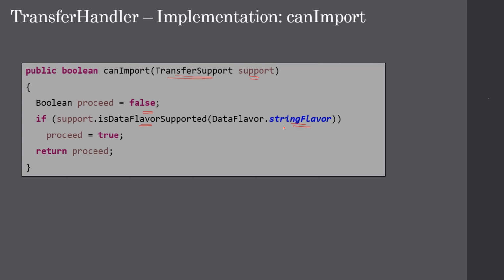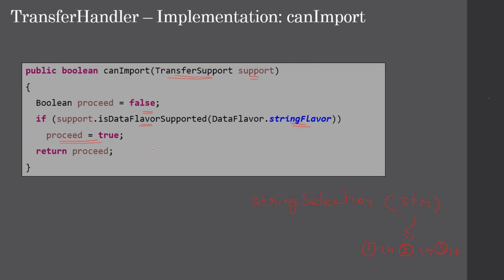If you remember, when we are exporting the data, we used a StringSelection object, and we constructed it by passing the string, and the string will contain the data. So selected data, which is split by the newline character. Since the StringSelection object is in the string flavor, we definitely get true. So here we are returning true, otherwise we will return false.